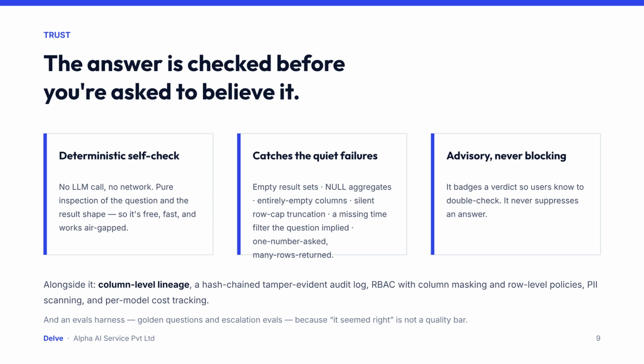Before providing an answer, Delve runs deterministic self-checks to catch common issues like empty result sets or null aggregates, always acting as an advisory tool that empowers users to verify the findings.